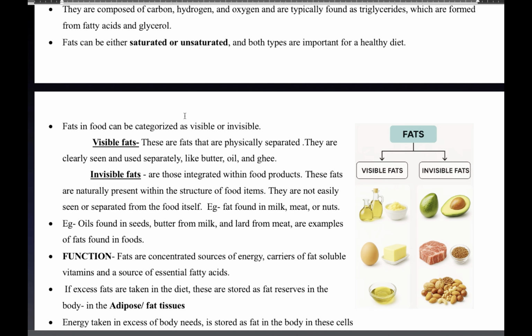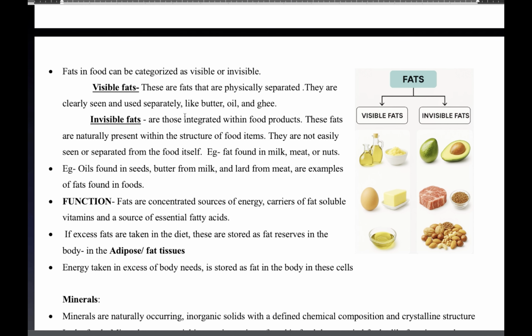And the other classification of fats is as visible fat and invisible fats. Okay, visible fats are physically separated.